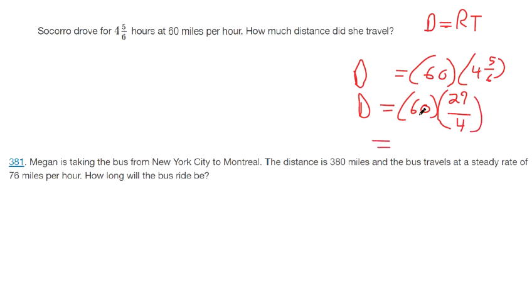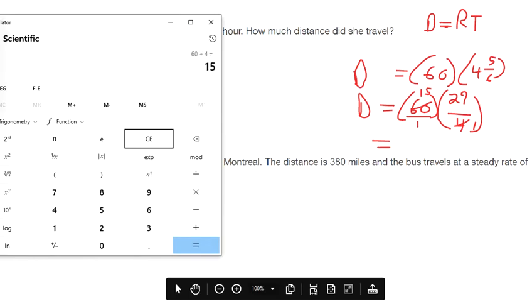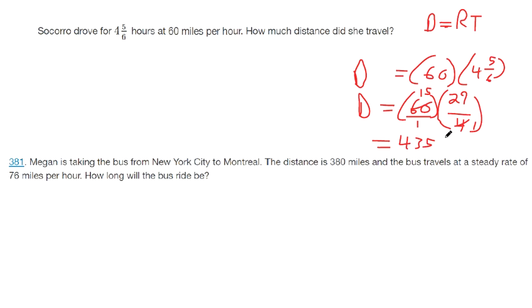And then these can cross simplify. 60 is 60 over 1. 60 is divisible by 4. I think it makes 15. Let me double check. 60 divided by 4. Yep. And so now on the top, you just have 15 times 29. It's 435 miles, because it's 435 over 1.